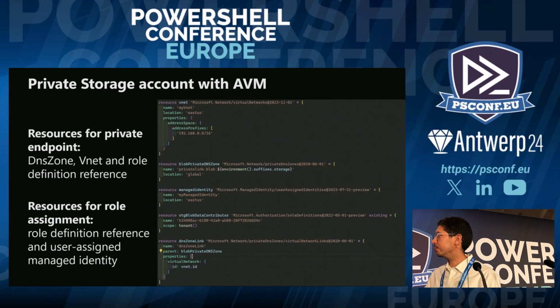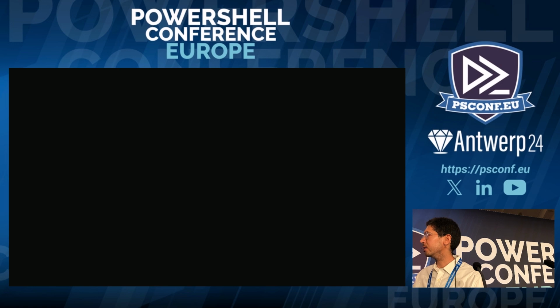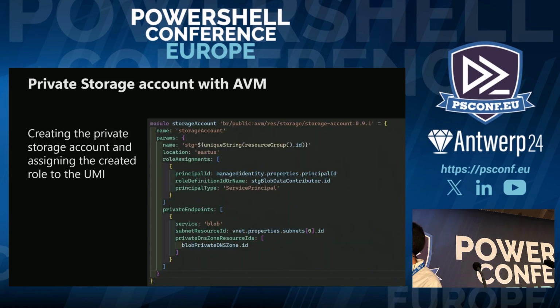With AVM, again, the basic stuff, managed identity and DNS zone. But when I'm using the storage account module, you can see that everything is contained within the module. The role assignment is declared within the module, so I don't need to create a different resource. The private endpoint is within the module. Even diagnostic settings, other stuff, child resources, everything is contained within this module. So from a readability perspective, it's much cleaner.